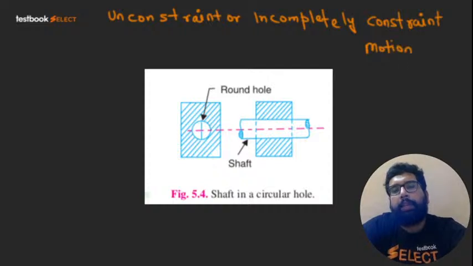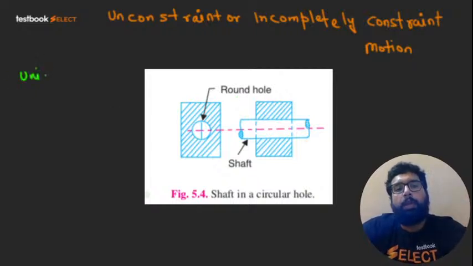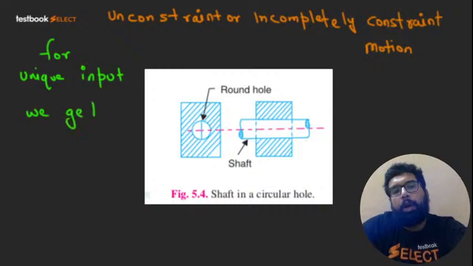So what is constrained motion, and what is unconstrained or incompletely constrained motion? For a unique input, we get more than one output.